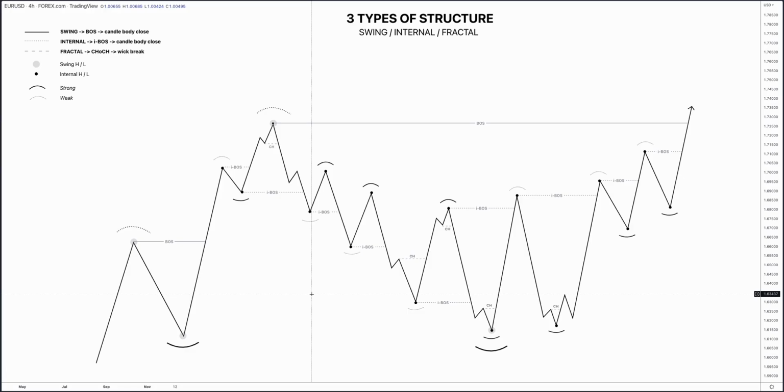Essentially, the way we view structure is by three main types, which, as you can probably see here, we call swing, internal, and fractal. Over the course of the next few lessons, we're going to look at each of those individually, so you completely understand what they are, how we define them, how we map them, and what they mean, and then how we put all three of them together to give us our systematic framework that we use to trade and make trading decisions.